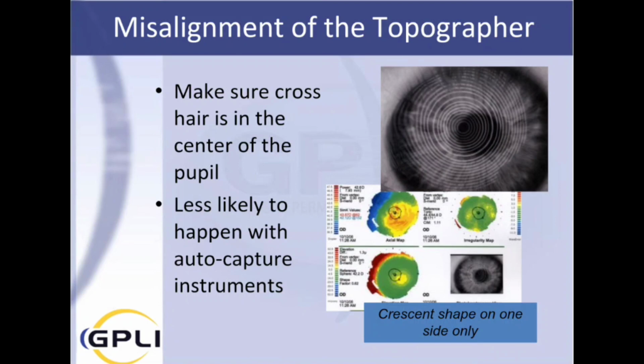Again, make sure that the crosshairs are in the center of the pupil. This is less likely with auto capture instruments. You can tell if the corneal topographer is misaligned. When you look at the maps, you will see a crescent shape on only one side of the pictures.